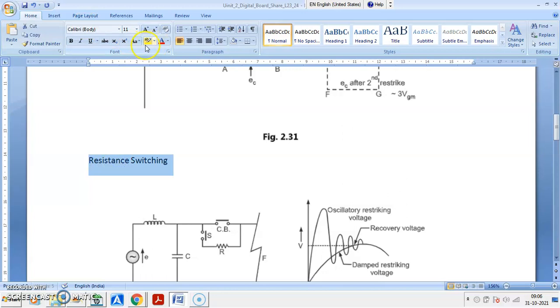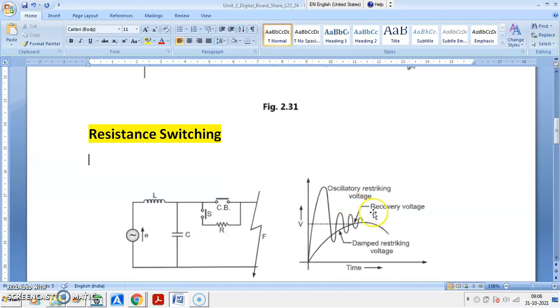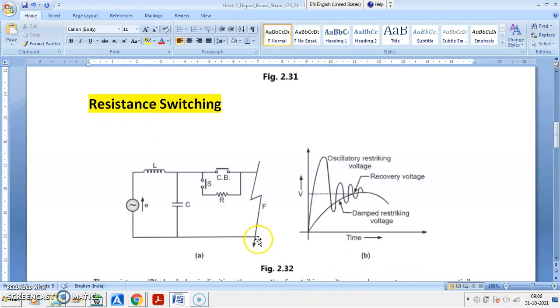So you can provide resistance switching as far as current chopping is concerned. You can reduce the effect of current chopping by this, and you will be able to interrupt the circuit at current zero position. So in this resistance switching, resistance R is connected in parallel with the circuit breaker contacts. With a diagram, this thing.